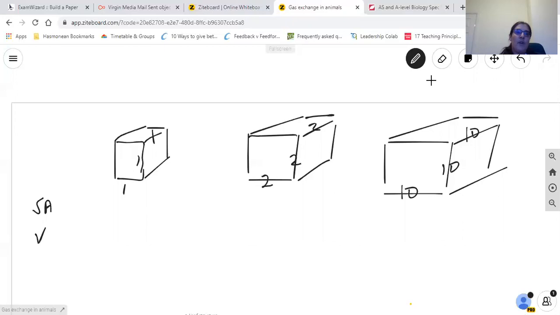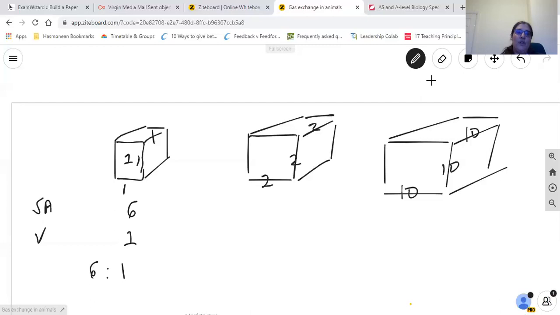So the surface area of a cube obviously is 6 times the surface area of each face. So the surface area of each face here is 1 times 1, which is 1. So the surface area is going to be 6 times 1, which is 6. But the volume of this cube is 1 times 1 times 1. So the surface area to volume ratio is 6 to 1. In other words, there's 6 times the surface for every unit of volume.